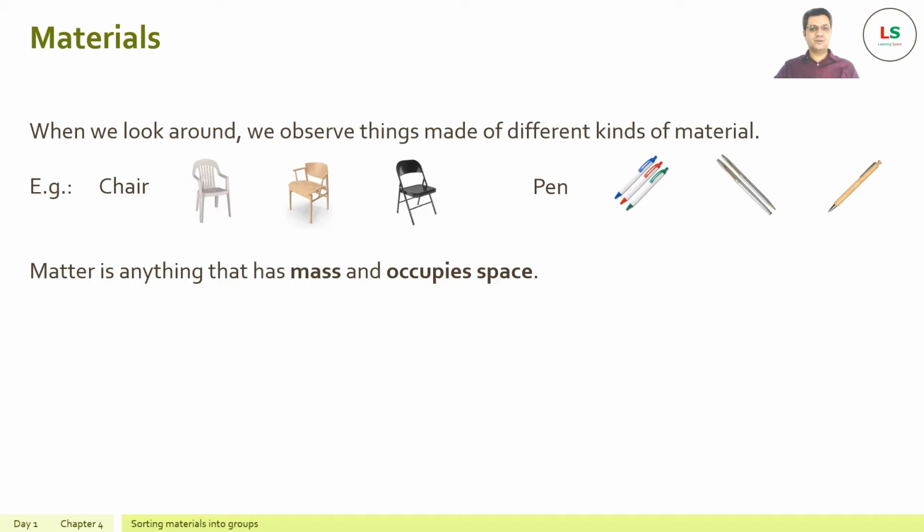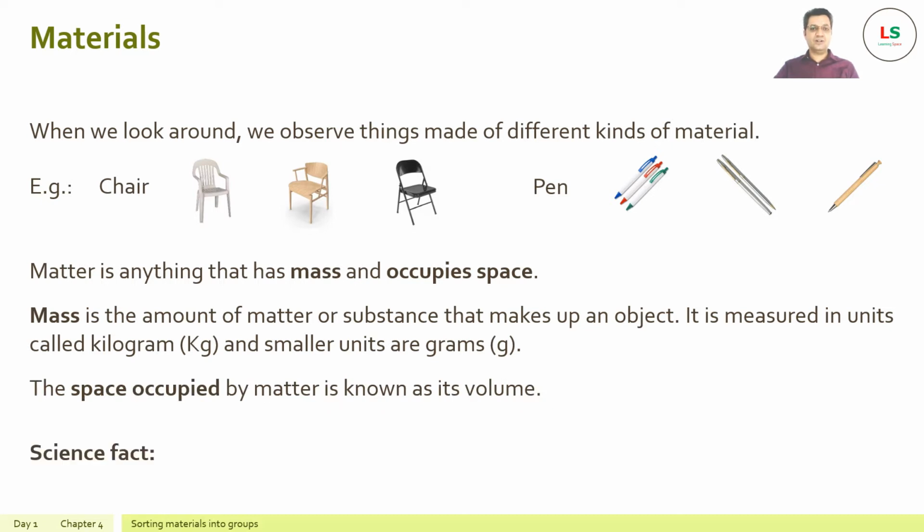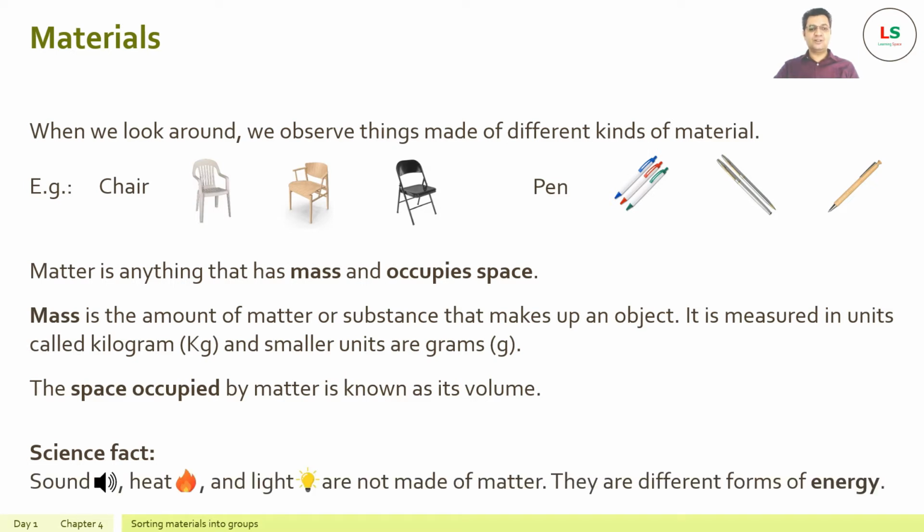So now we'll look into the definitions of mass and space. So mass is the amount of matter or substance that makes up an object. It is measured in the units called kilogram, and smaller units are grams. Whereas the space occupied by matter is known as its volume. A science fact at this point of time. Sound, heat and light are not made of matter. They are different forms of energy.